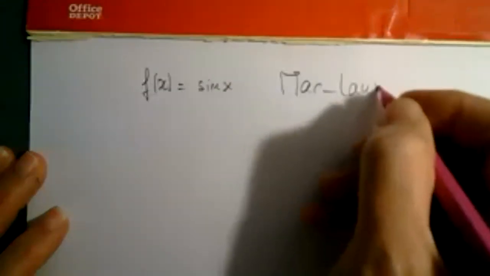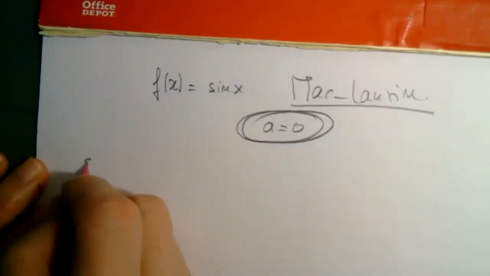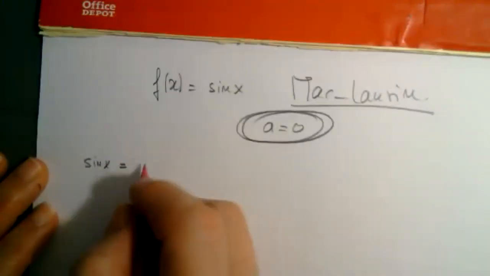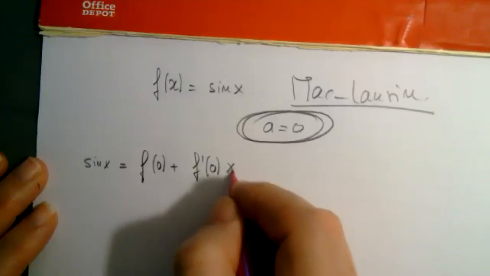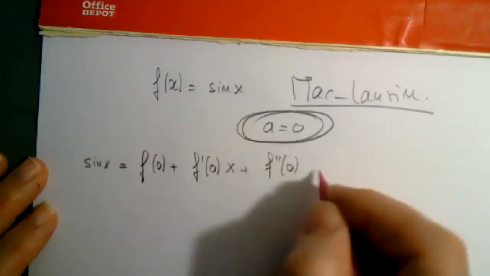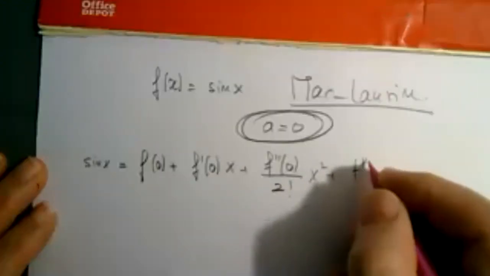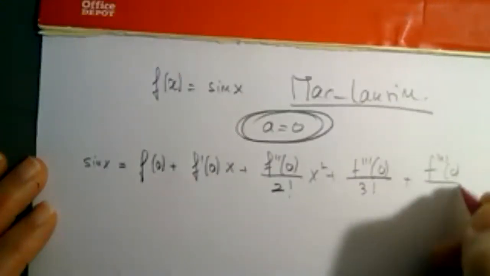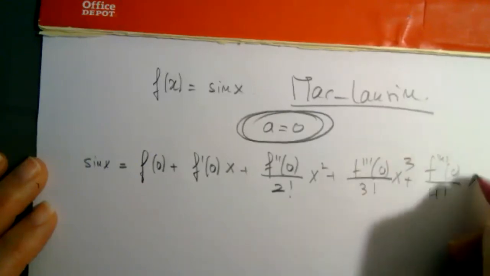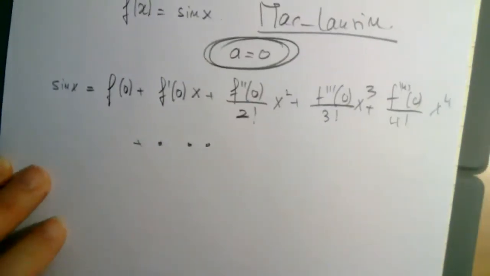And my last example was not Maclaurin, it's something else. Maclaurin means my a is equal to 0. That's crucial. So the theorem tells me that I can write sine x as f of 0 plus f prime at 0 times x, plus f double prime at 0 over 2 factorial x squared, plus the third derivative over 3 factorial x cubed, the fourth over 4 factorial x to the fourth, plus so on. We'll write the sigma notation when I compute all those derivatives.